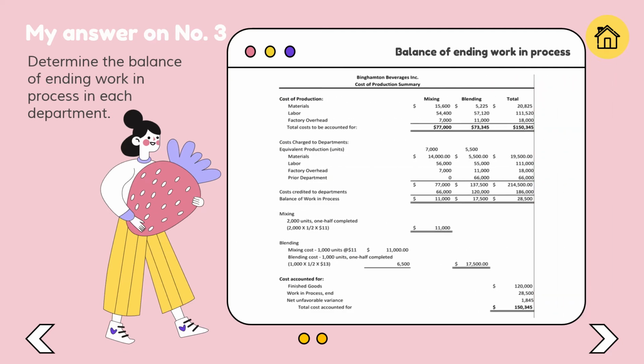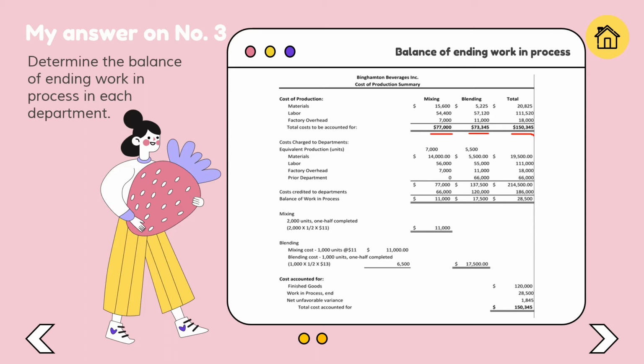So now, here is the Binghamton Beverages Inc. cost of production summary. The total costs to be accounted for in mixing department is $77,000, while in blending is $73,345. In total, we have $150,345. So, the simplest way to calculate the ending work in process balance is through this.